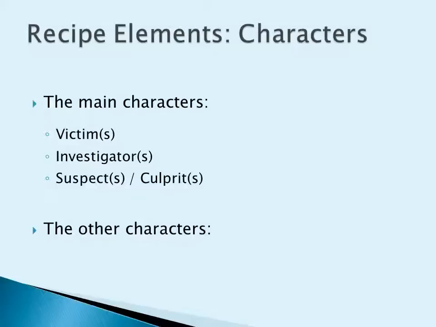Taking a look at the other characters involved, we can look at the ingredients. We can look at the grocery store that is used to purchase the ingredients. We can look at the kitchen that is used to prepare the meal. We can look at the cookware that is used to prepare the meal, the utensils involved in preparing the meal, and the appliances that this cooking is done on.